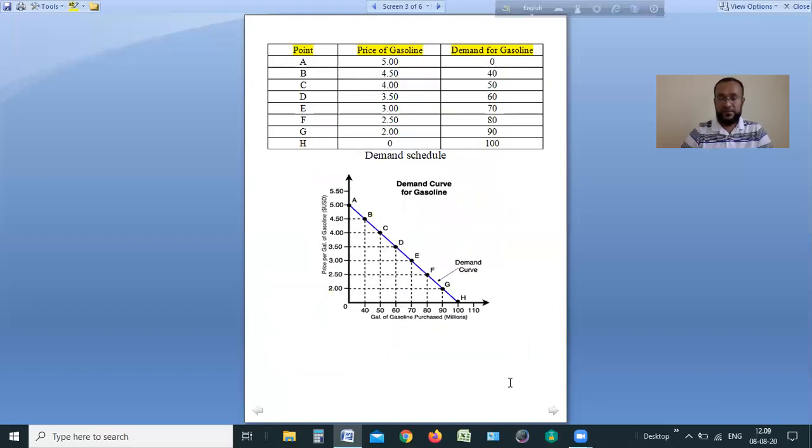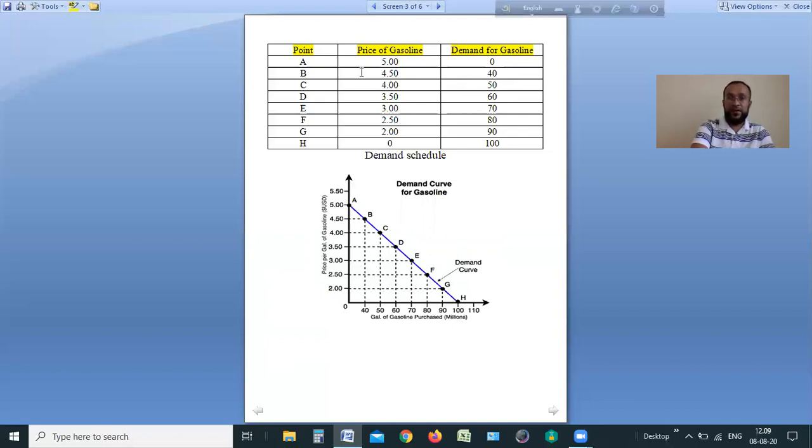Okay, now let me show you how to draw a demand curve. So this is a table given. This is called the demand schedule. If this schedule is given, then using this schedule we can draw the demand curve. Here in this table, we are showing the relationship between the price of gasoline and demand for gasoline, for example. So our specific product is gasoline. Price is given, demand is also given. So using this price and the quantity demanded, we can draw a demand curve.